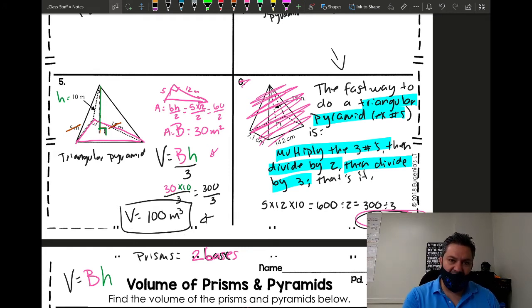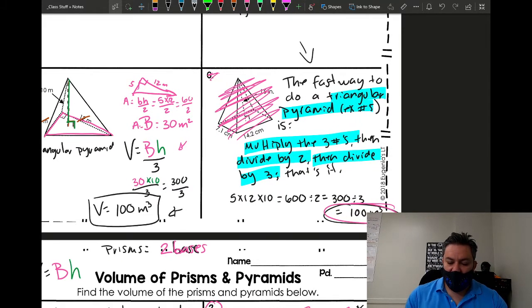So if you look at number 5 right there, I put a pink line around the triangle, which is the base. But the important thing is right here, and I highlighted it blue. It says triangular pyramids. All you had to do, the fast way, without using the formula, but you will have to memorize this, otherwise you're going to have to use the formula: multiply the 3 numbers that they gave you, then divide by 2, and then divide by 3. Again, the fast way to find the volume of a triangular pyramid is to multiply the 3 numbers, divide by 2, then divide by 3.